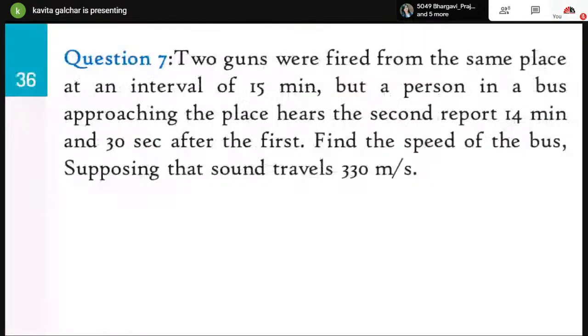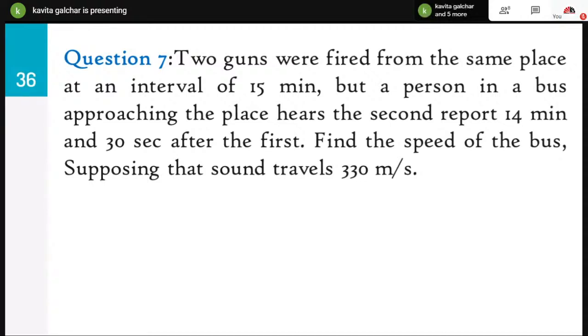In this example, two guns were fired from the same place at an interval of 15 minutes. But a person in a bus approaching the place hears the second report 14 minutes and 30 seconds after the first. Find the speed of the bus, supposing that sound travels 330 meters per second.